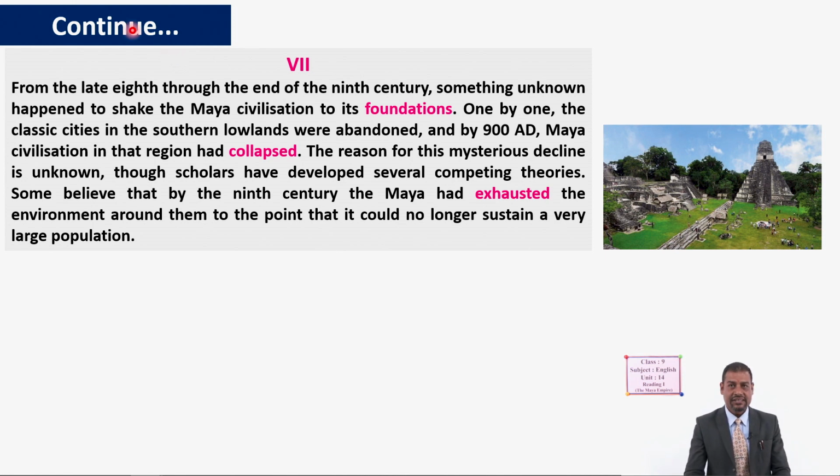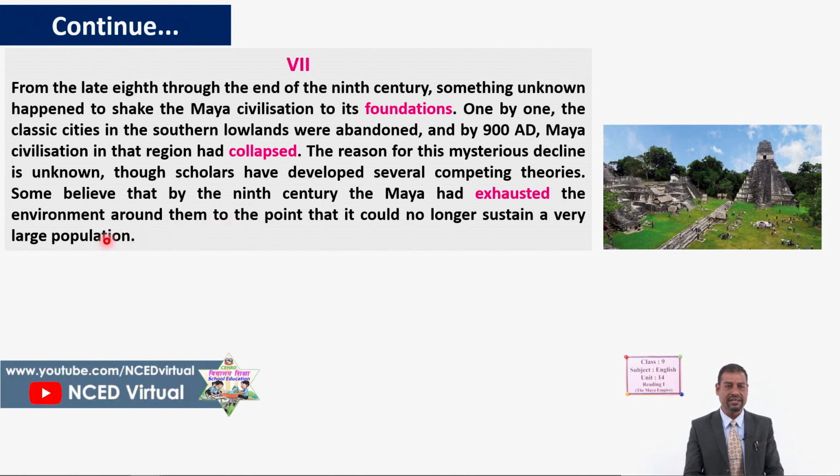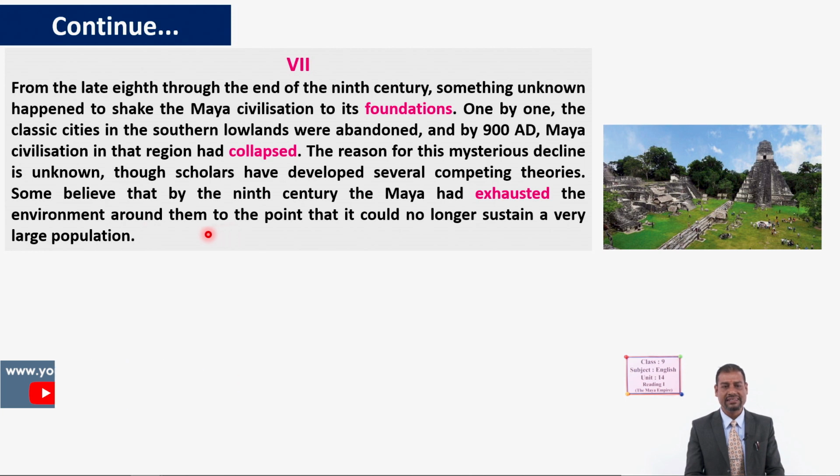Okay. Dear students, let's read together. From the late 8th through the end of the 9th century, something unknown happened to shake the Maya civilization to its foundations. One by one, the classic cities in the southern lowlands were abandoned, and by 900 AD, Maya civilization in that region had collapsed. The reason for this mysterious decline is unknown, though scholars have developed several competing theories. Some believe that by the 9th century, the Maya had exhausted the environment around them to the point that it could no longer sustain a very large population.